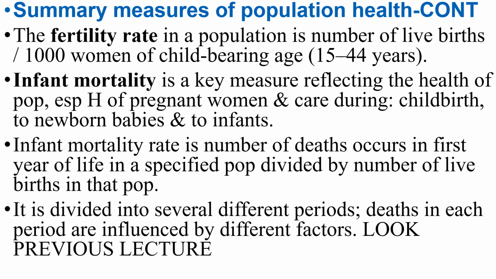Continued summary measures of population health. The fertility rate in a population is the number of live births per 1,000 women of childbearing age, 15 to 44 years. Infant mortality is a key measure reflecting the health of a population, especially the health of pregnant women and care during childbirth to newborn babies and to infants. For details of infant mortality, look at previous lectures.